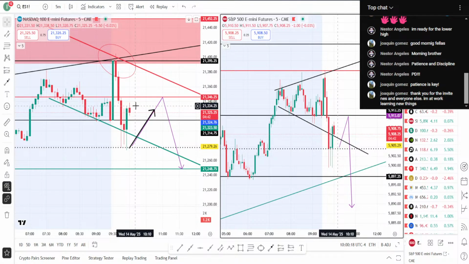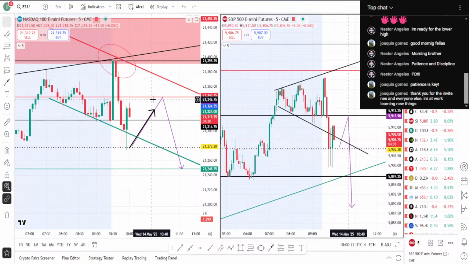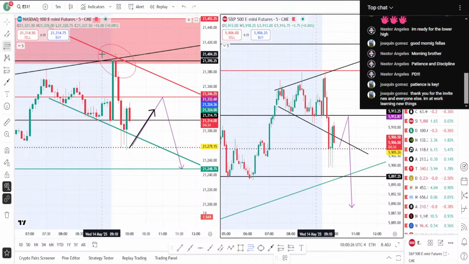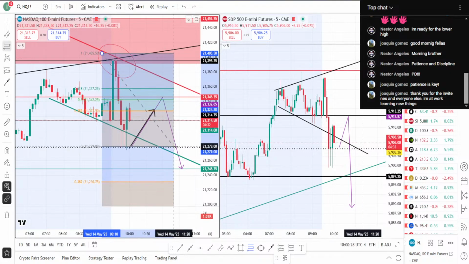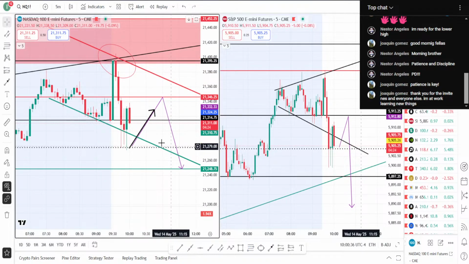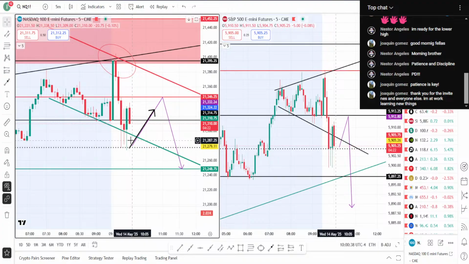Sellers entering there. Still not convinced. Let's see. That's actually a pretty decent pullback. It's about halfway of this move down.